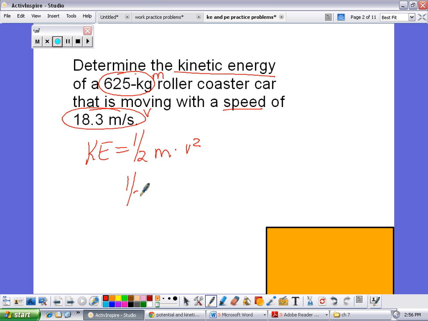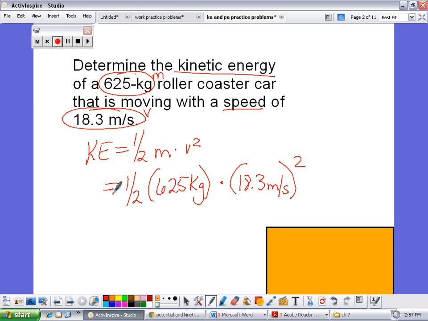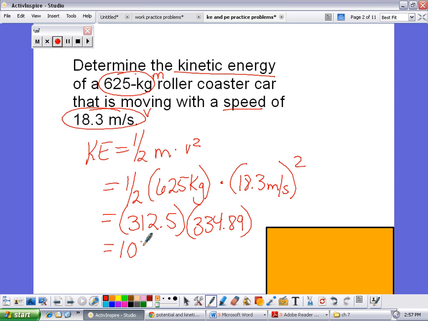So we plug in this information: 1/2 of the mass, which is 625 kilograms, multiplied by our speed, which is 18.3 meters per second, and that's squared. Now we just figure out the math. Half of 625 is 312.5 kilograms, and we multiply that by 18.3 squared, which is 334.89. You take our two numbers and multiply them together, and you get the answer of 104,653.125 joules. And since we're looking for energy, our label unit is going to be joules. So no matter if it's kinetic energy or potential energy, it will be the label unit of joules.